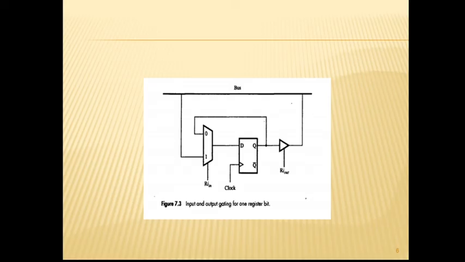Next, the Q output of the flip flop is connected to the bus via a tri-state gate. When Ri out is equal to 0, the gate's output is in the high impedance state, which is nothing but an electrically disconnected state. This corresponds to the open circuit state of a switch. When Ri out is equal to 1, the gate drives the bus to 0 or 1 depending on the value of Q.